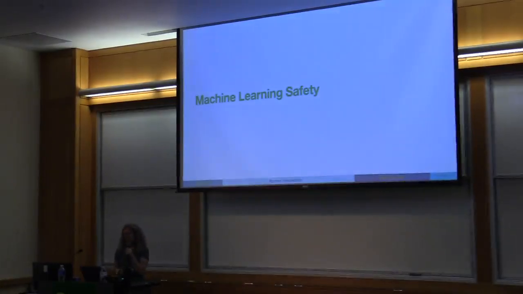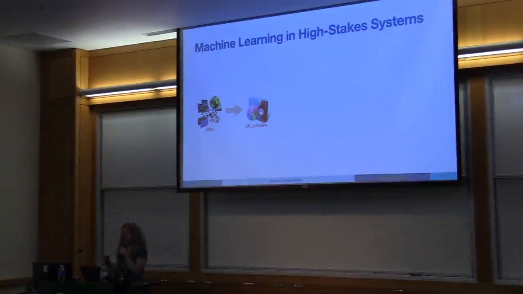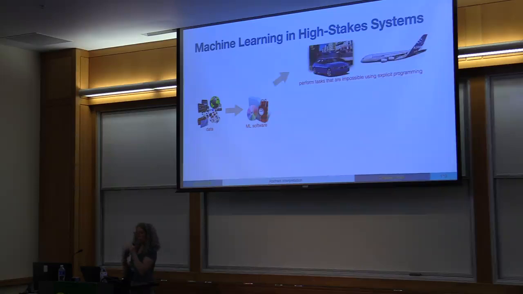And why do we care about machine learning software? Because more and more we have machine learning software in high-stakes systems, as we call them. So safety critical systems, or also systems that have an impact on our life in some way. And there are various reasons for this.